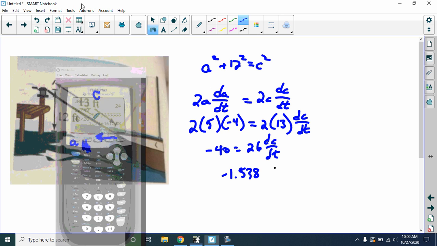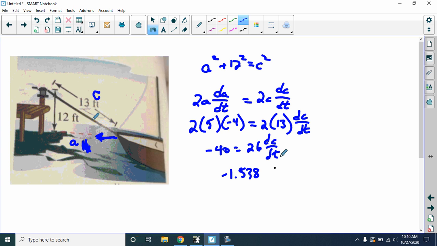dC/dt is about -1.538. Negative because side C is getting smaller. C is a side length. Side length is measured in feet. T is time, which is measured in seconds in this problem.